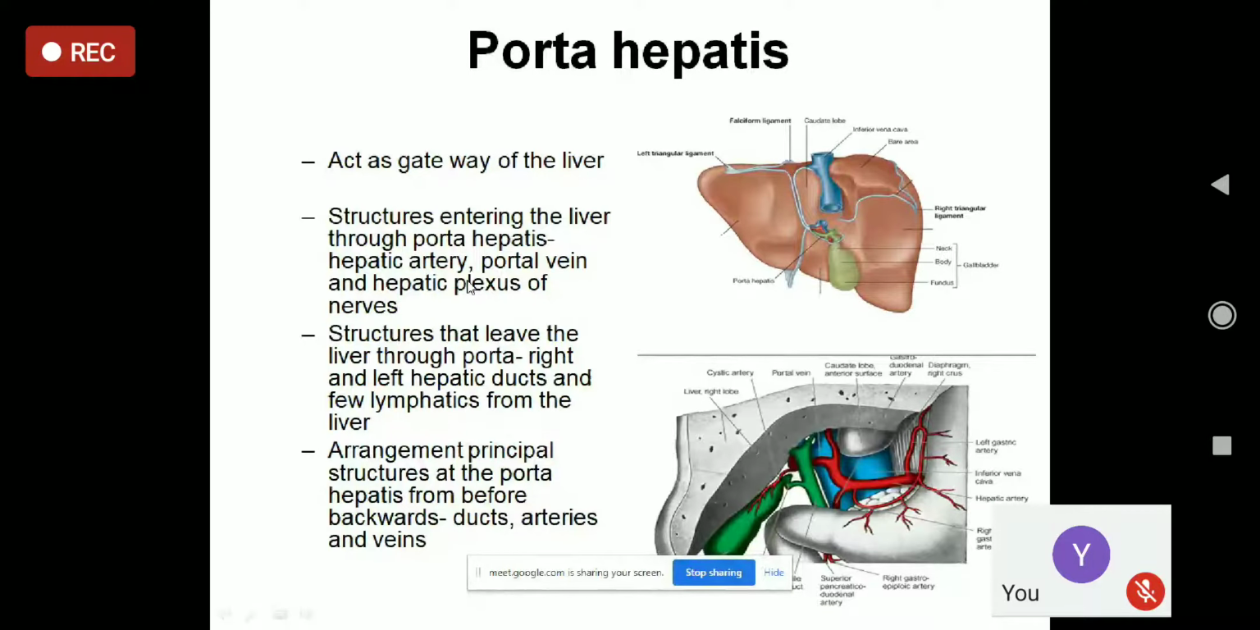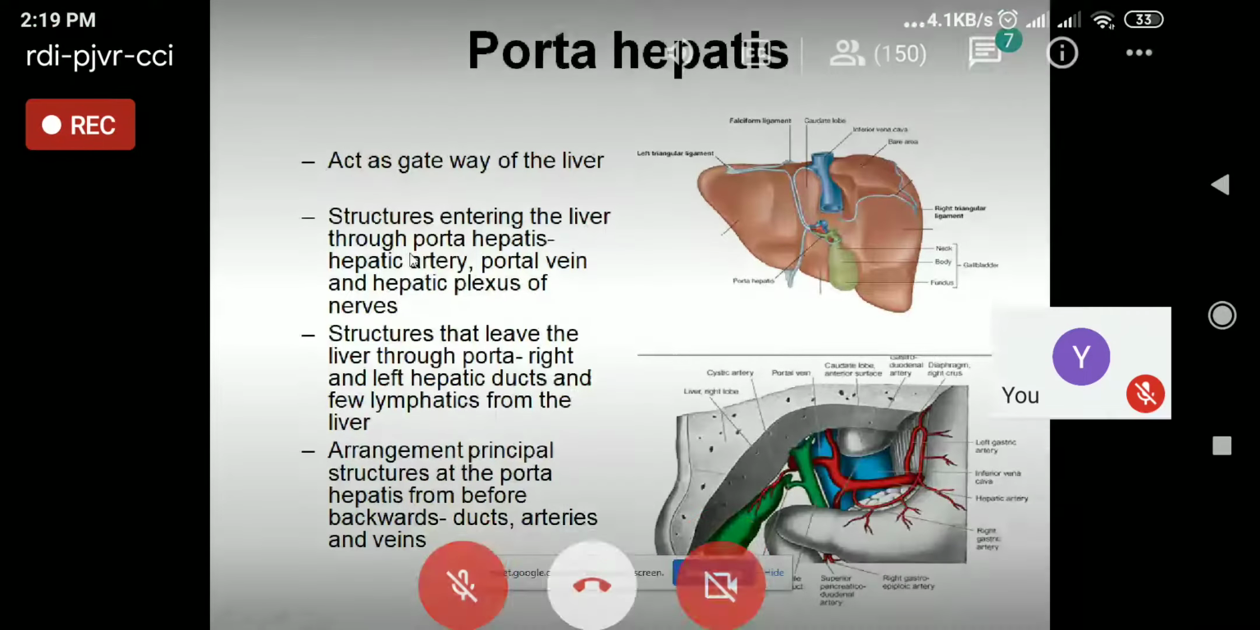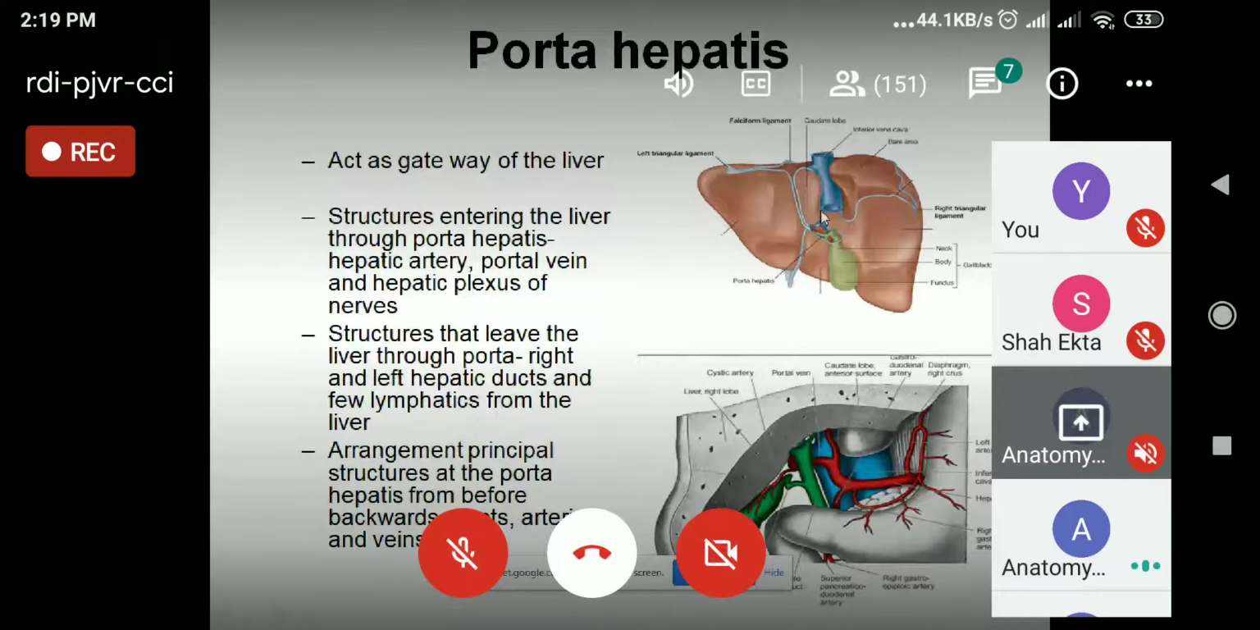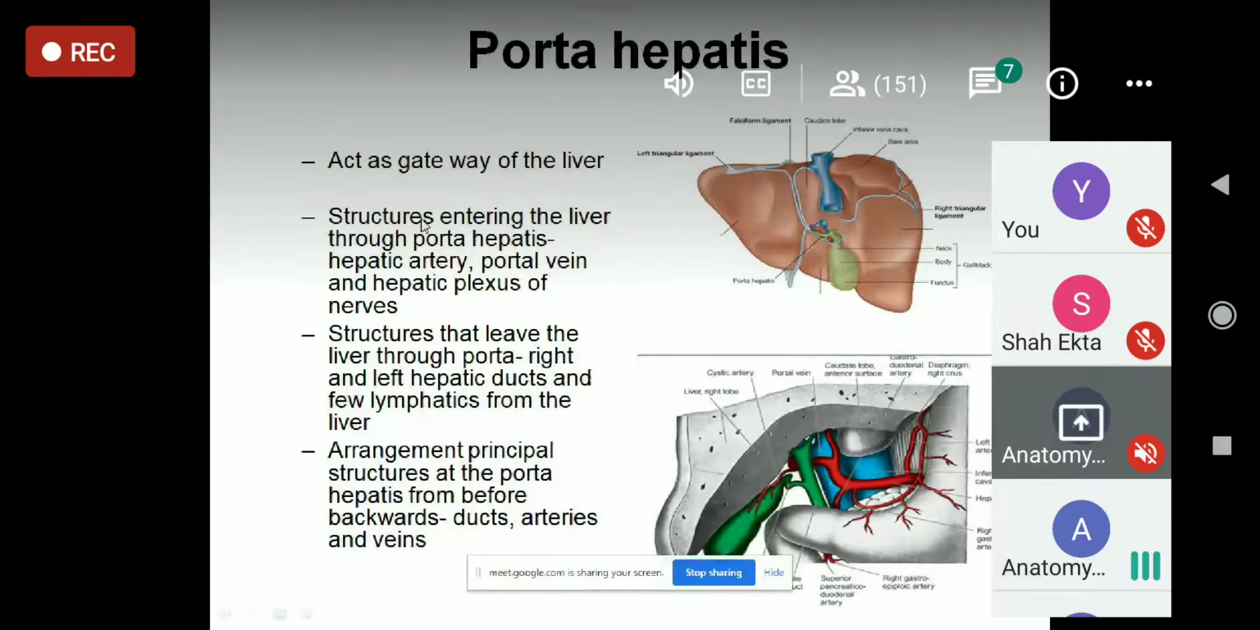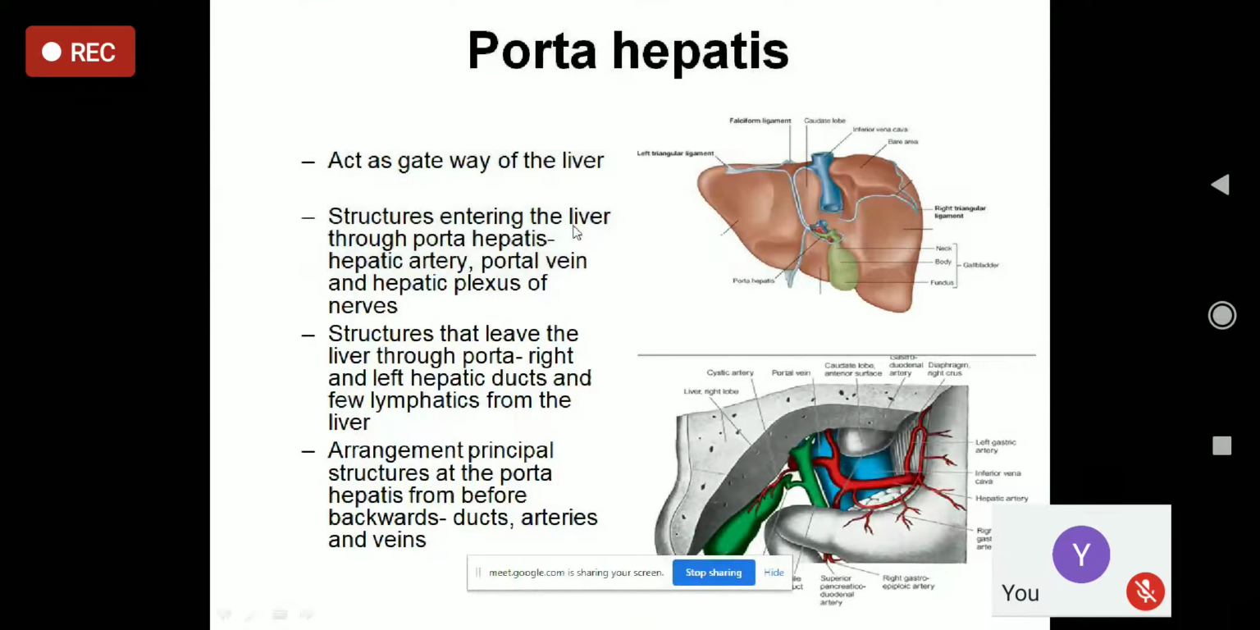So what we have to say: hepatic artery, portal vein, and hepatic plexus of nerves will enter, whereas right and left hepatic ducts and a few lymphatics will leave. Hepatic artery, portal vein, and the hepatic ducts. So please don't confuse it and always write hepatic vein. No, it is hepatic artery and hepatic plexus of nerves that will enter, whereas it will leave right and left hepatic ducts and a few lymphatics.